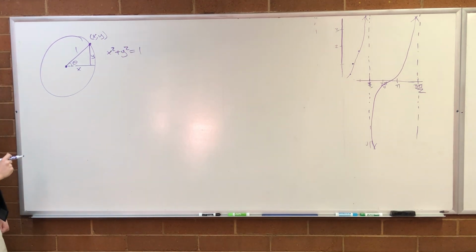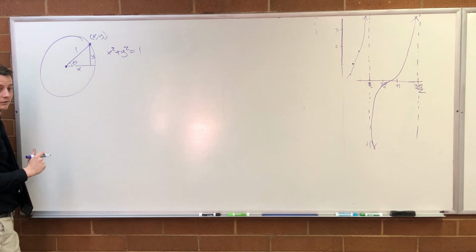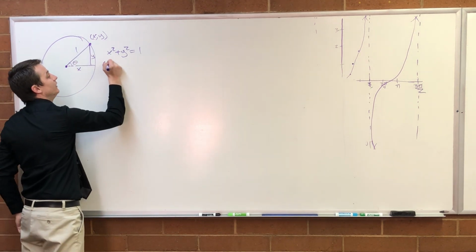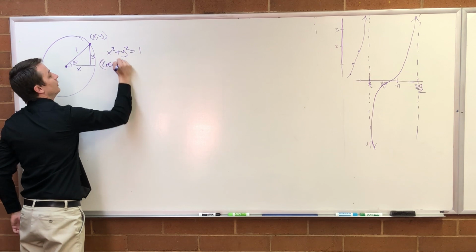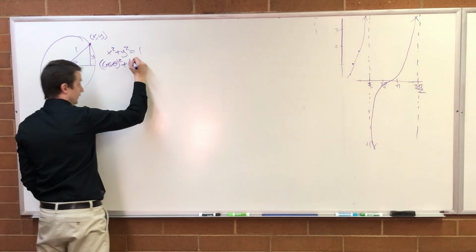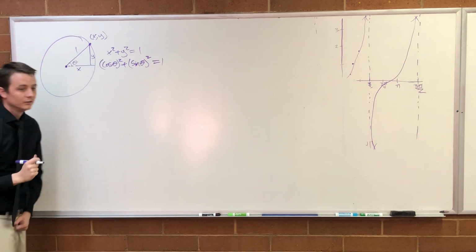Now, what is x in terms of trig functions? What is that x coordinate? It's the cosine. Cosine of theta, right? So cosine of theta squared plus sine of theta squared, wonderful, is equal to 1.